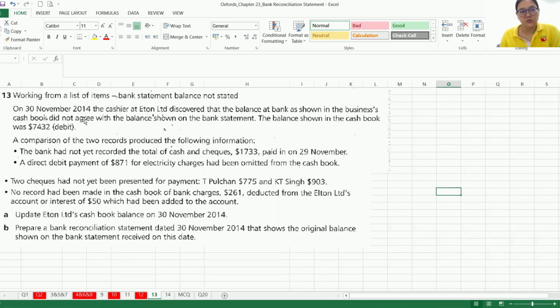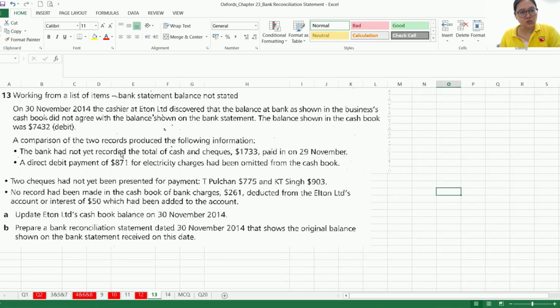On 30th November 2014, the cashier at Eton Limited discovered that the balance at bank as shown in the business cash book did not agree with the balance shown on the bank statement. The balance shown in the cash book was 7,432 on the debit side. Maybe in the cash book, by right, it should be in the credit. A comparison of the two records produced the following, but we're not sure what the transaction is here. We'll give the impact to the bank statement.